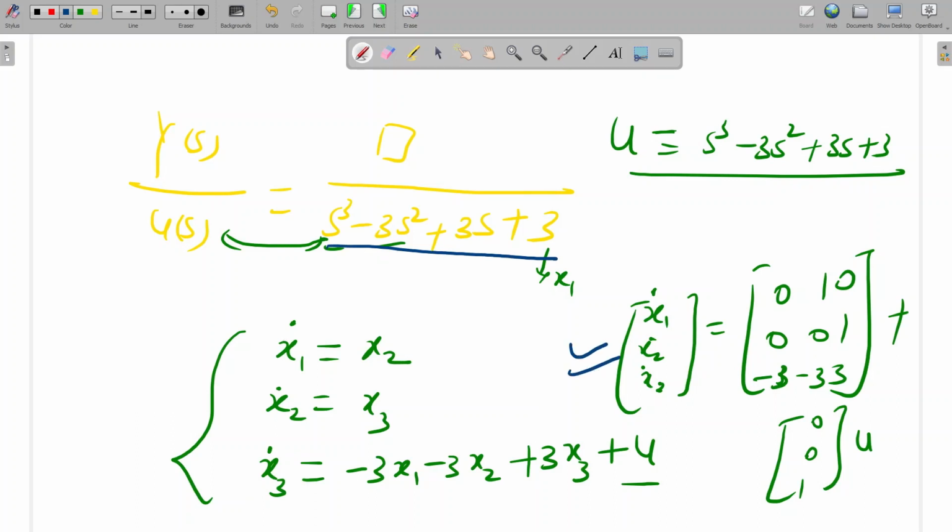Is it clear to all? Any doubt is there in this one? This kind of method I have already discussed in the last class, like how to find the state matrix from the given transfer function. Okay, is it clear to all? Yes, sir. Okay, moving to the next question.